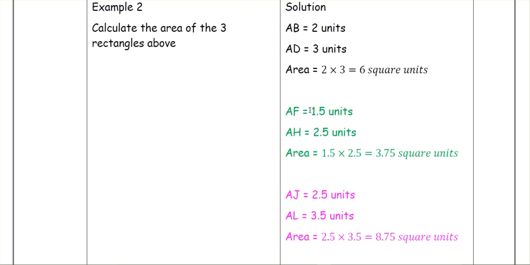So for the green one, we have 1.5 times 2.5, which is 3.75 square units. And for the larger one, we have 2.5 times 3.5, which is 8.75 square units. So you can see that when we're finding area, because we're timesing 2 numbers together, we get a big variance in our answers. It's worth noting for some of the more complex questions.